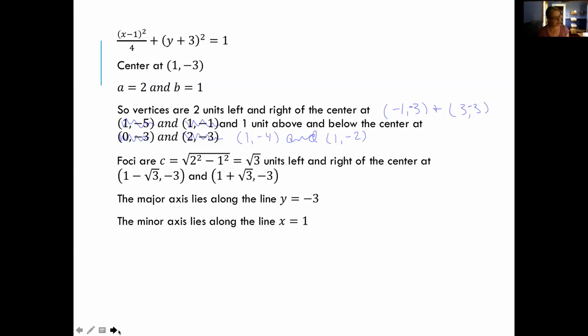All right, so ellipses are not too awful hard. They're not very scary. They're not very complicated. They're pretty well behaved. Just pay attention to the standard form, and you do need to know how to complete the square.